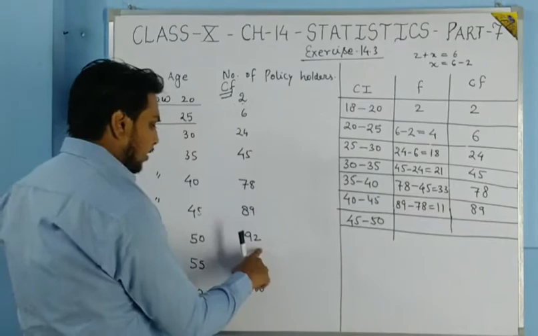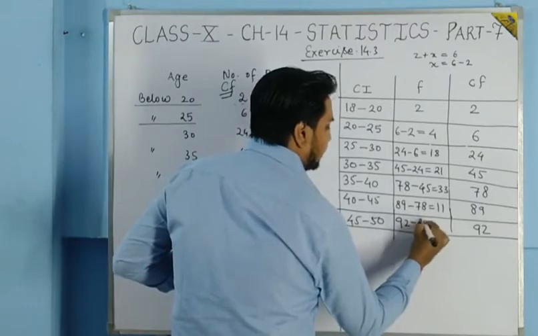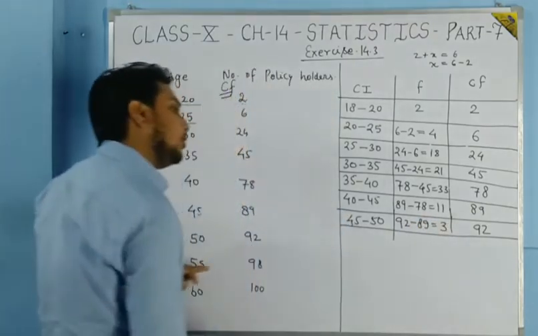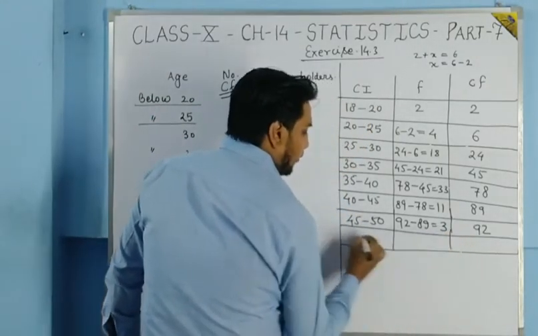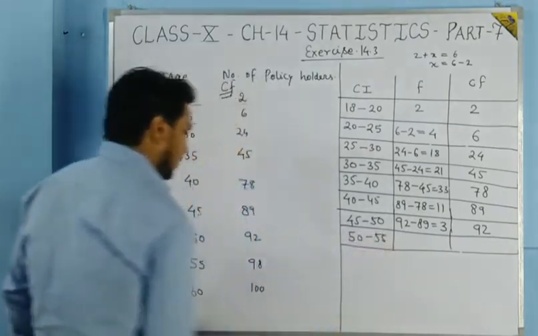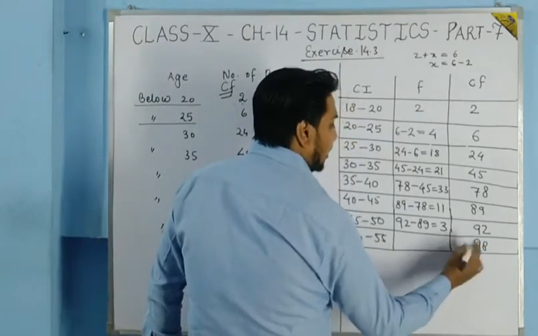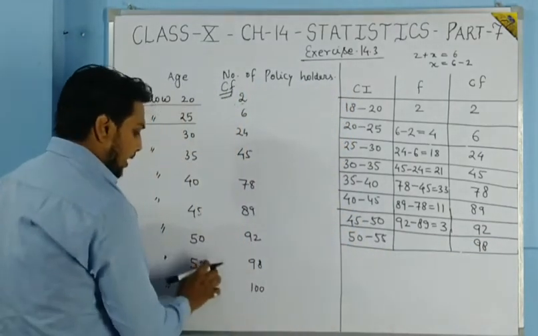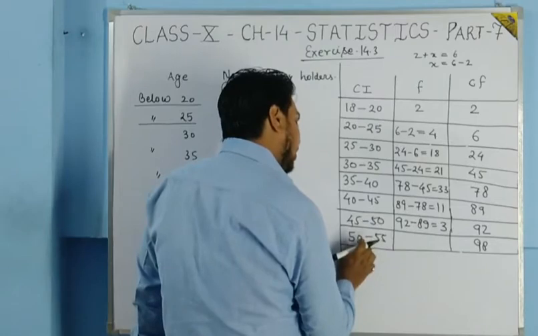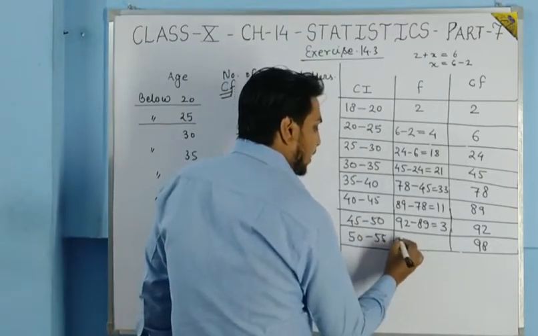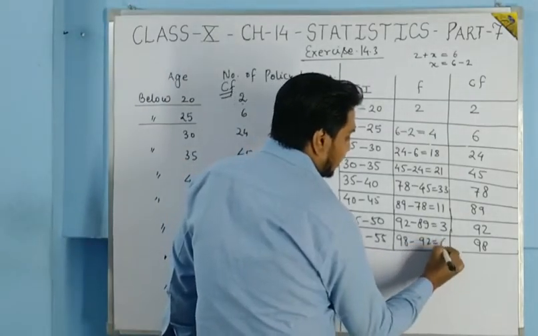For 45 to 50, it is given 92. So 92 minus 89, we have just subtracted the previous cumulative frequency, it will be 3. Then 50 to 55. The age between 50 to 55, 98 total policy holders are there which are having age below 55. So how many policy holders will be there in between 50 to 55? For that students, we have to subtract 98 minus 92, and that is 6.